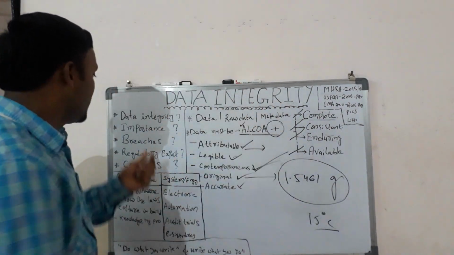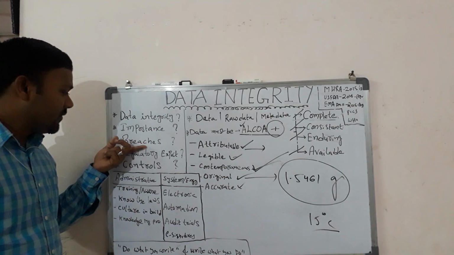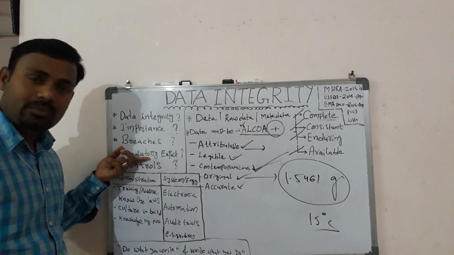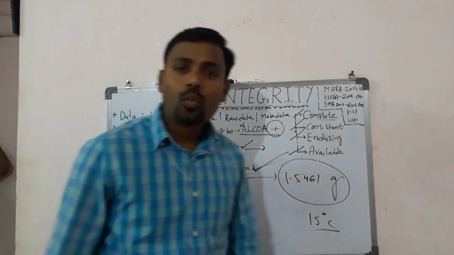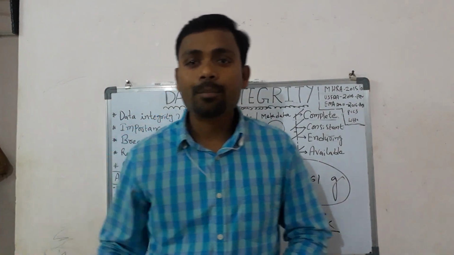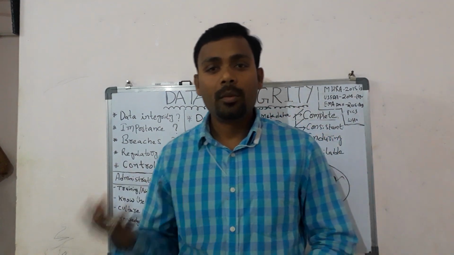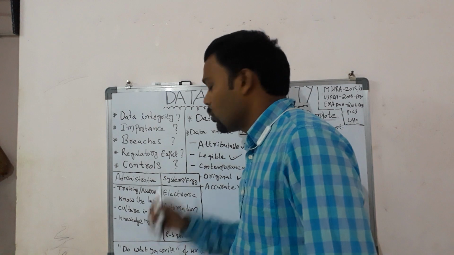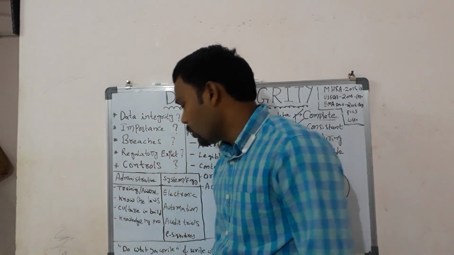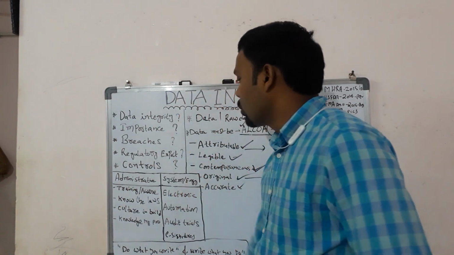And this is about simply breaches. What are the breaches of data integrity, regulatory guidance or expectation? And now we will finally discuss controls. What are the controls we can put in our system to avoid these data integrity problems, to mitigate these data integrity issues? There are mainly 2 types of controls. One is administrative control, second one is system or engineering controls.